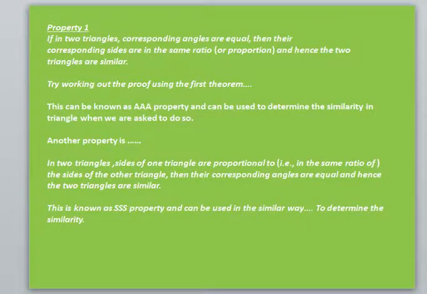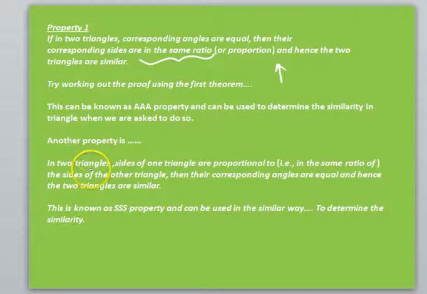Property 1. If in two triangles the corresponding angles are equal, then their corresponding sides are in the same ratio, and hence the two triangles are similar. Try working out the proof using the first theorem. This is known as the AAA property or angle property, and can be used to determine the similarity of triangles when we are asked to.